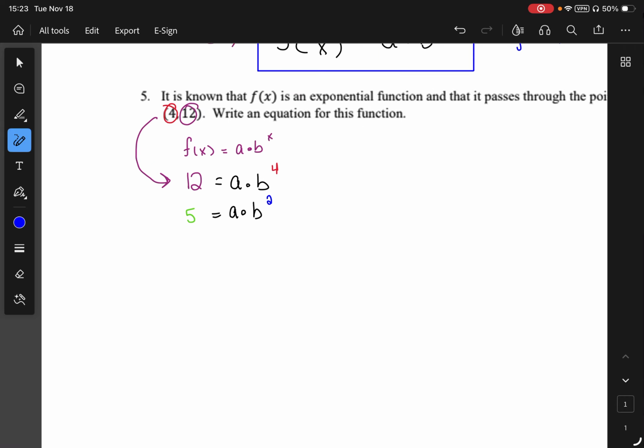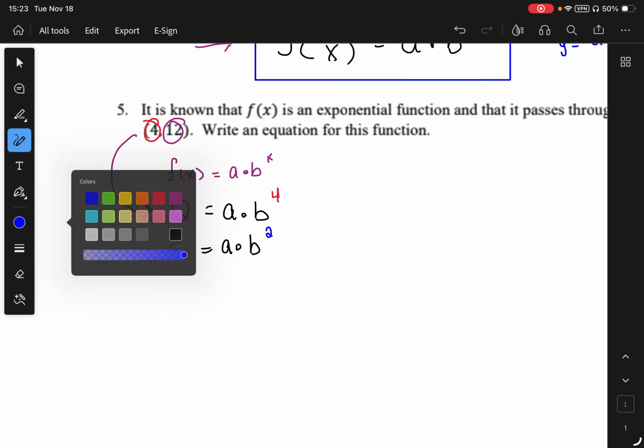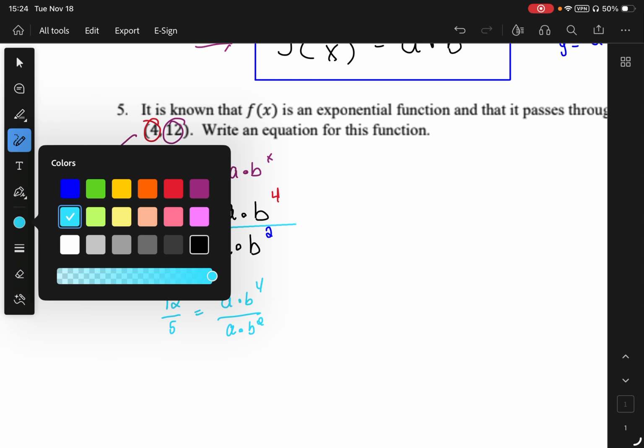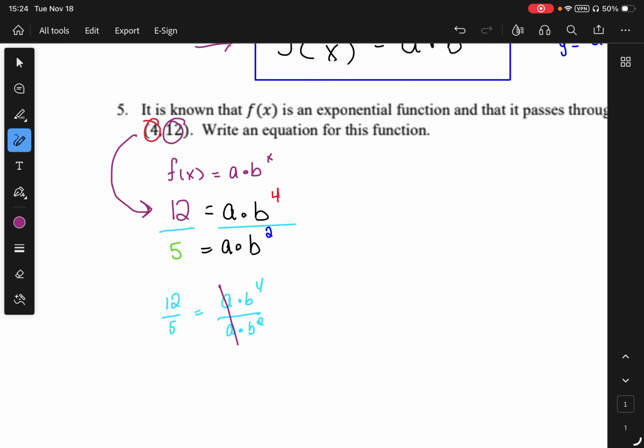So what we're going to do with these two equations is we're going to divide them. We're going to divide 12 by 5, and we're going to divide a times b to the 4th over a times b squared. So 12 divided by 5, we're just going to keep as 12 over 5. And then we have a times b to the 4th over a times b squared. Our a's will cancel out, and then what we're left with is b to the 4th over b squared.